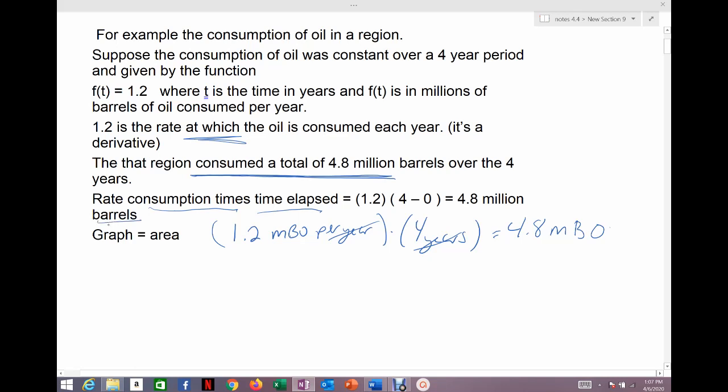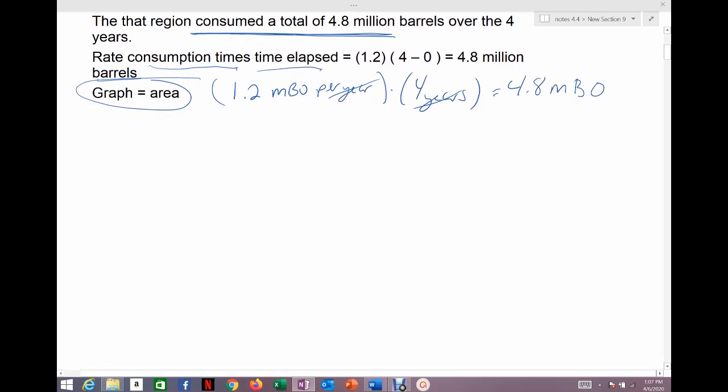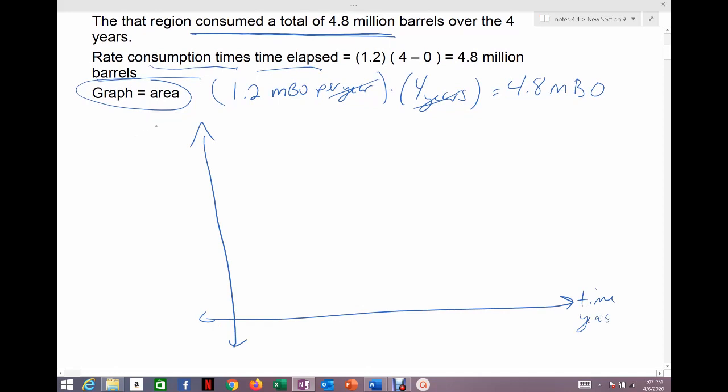All right, now I'm going to relate it to the graph. So relating this to the graph and area, because that's what this is really going to boil down to. If I draw my oil consumption as a graph, this would be my time in years. This would be the rates of consumption, millions of barrels of oil per year.